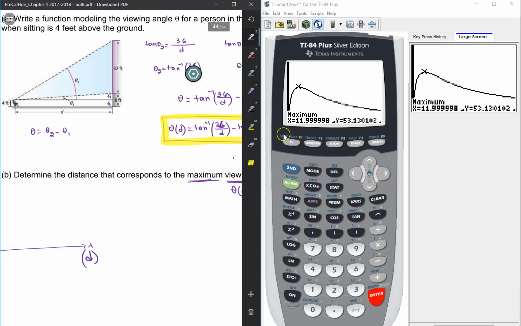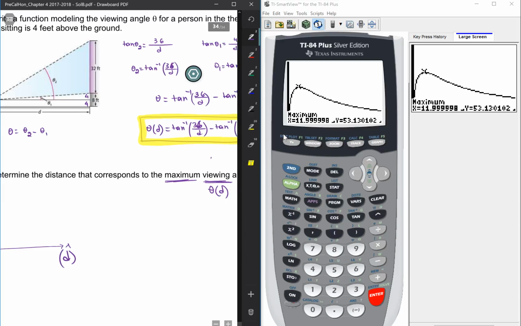So what does x represent in the context of our problem? The distance. So the distance is 12 feet. When you're sitting 12 feet away from the screen, then you get a maximum viewing angle of 53 degrees. So that's when your viewing angle is the maximum.